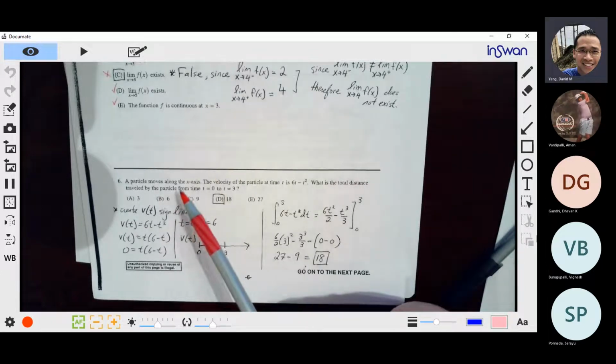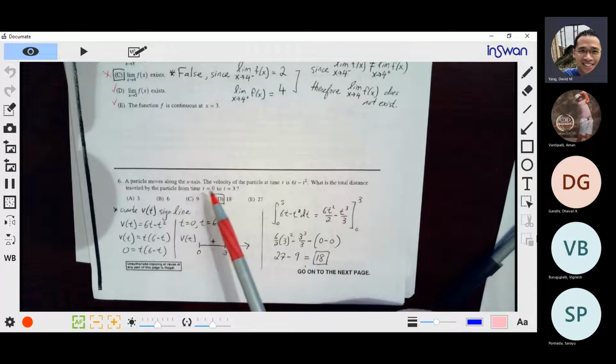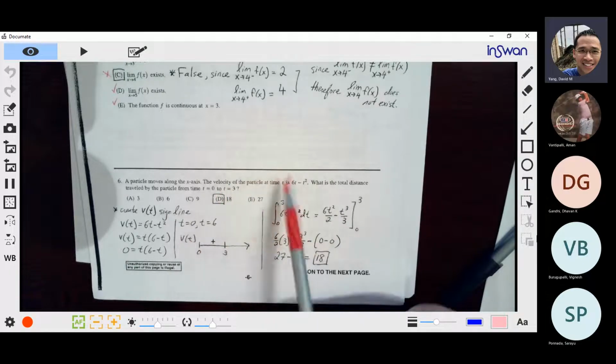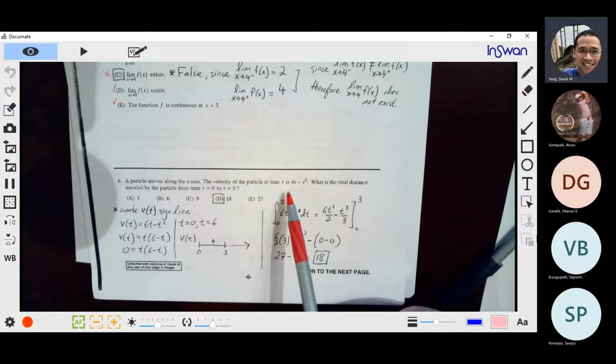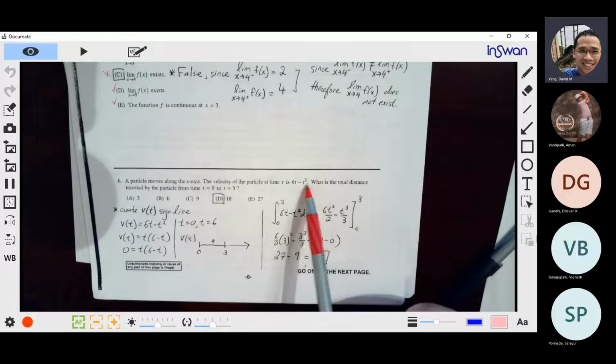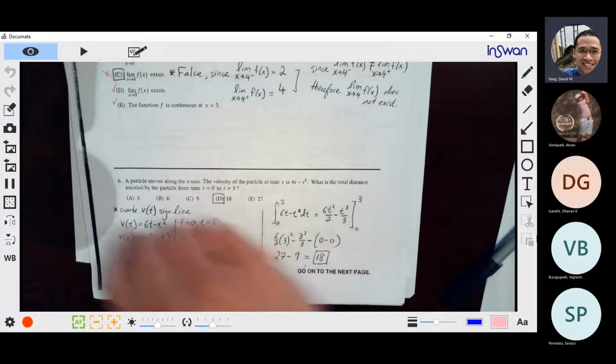Okay, number 6, a particle moves along the x-axis. The velocity is given by 6t minus t squared. What is the total distance traveled by the particle from 0 to 3? Now, if you had your calculator, you could just enter this in as a definite integral from 0 to 3, absolute value of 6t minus t squared. But without a calculator, we would have to look at the integral on both sides and make sure that any negatives are converted to positives.